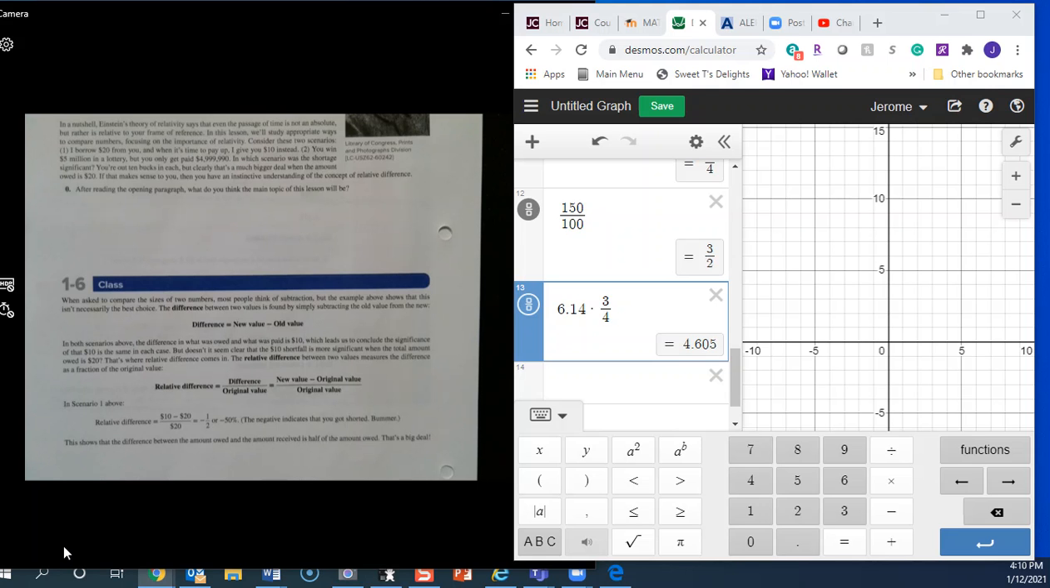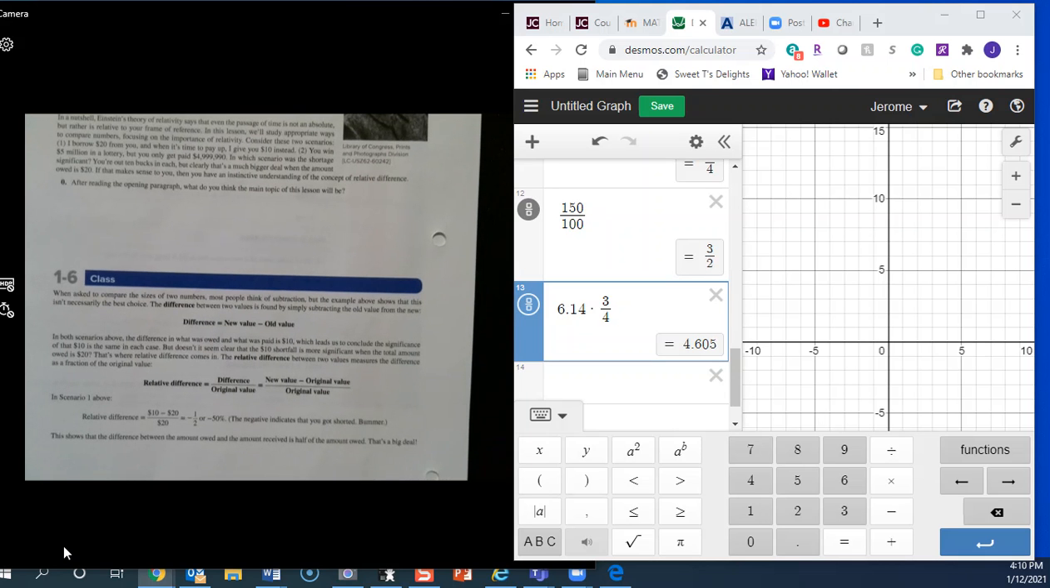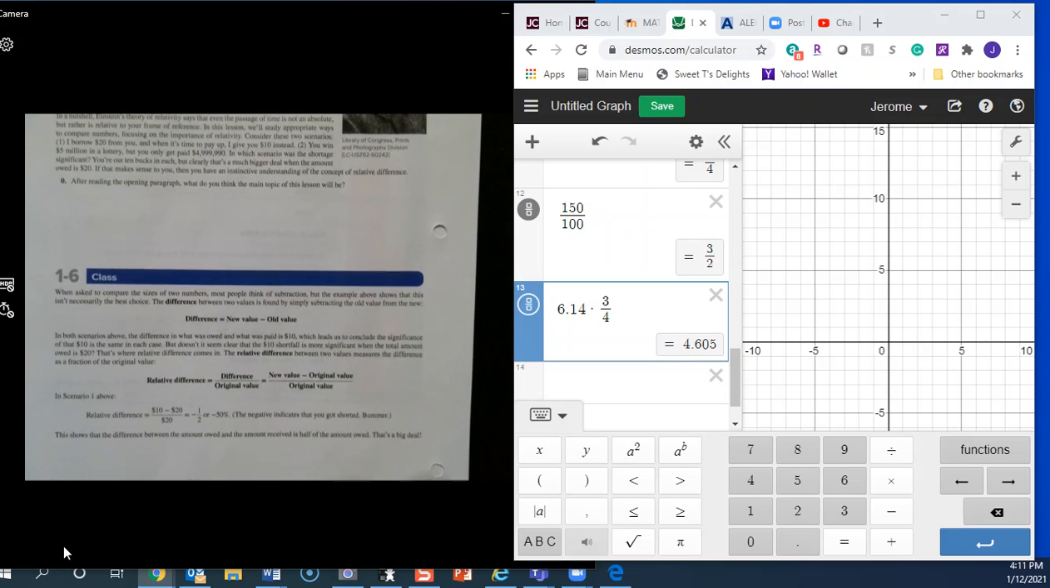The relative difference between two values measures the difference as a fraction of the original value. Okay, now we have relative difference, which is the difference over the original value. So it's the new value minus the original value over the original value. Now, if you remember back, I believe it was section 1.3, when we learned percent of increase or percent of decrease, this is the exact same formula as percent increase and percent decrease.